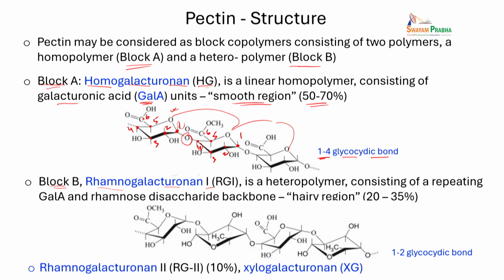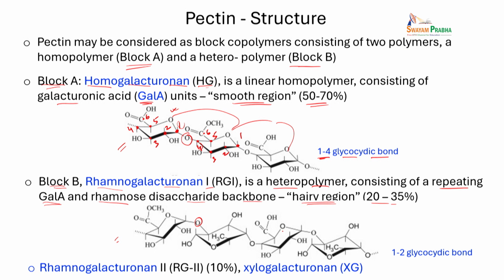Okay, this rhamnogalacturonan is actually a heteropolymer and it consists of repeating units of the GalA and rhamnose disaccharide backbone, and we call this the hairy region because this is very amorphous. And any given pectin sample can have between 20 to 35% of this rhamnogalacturonan RG1.